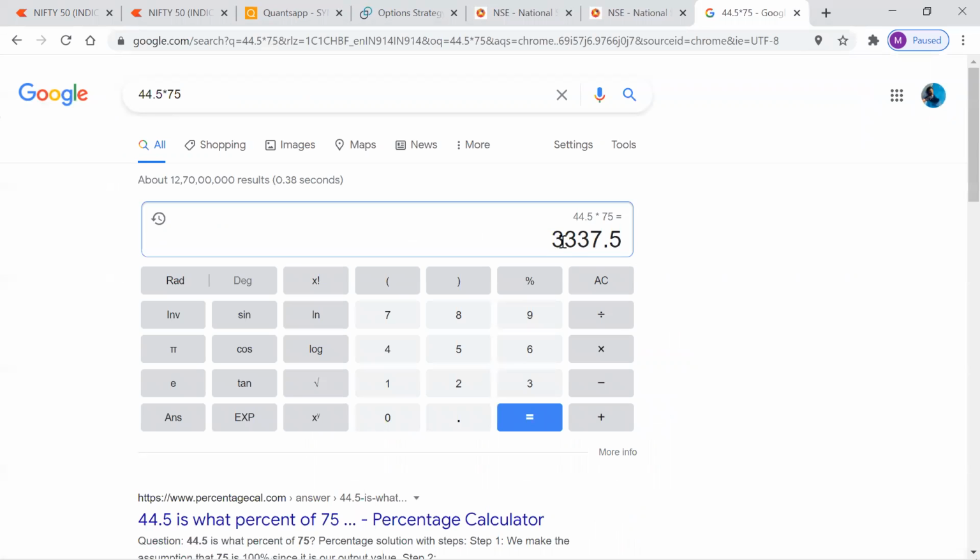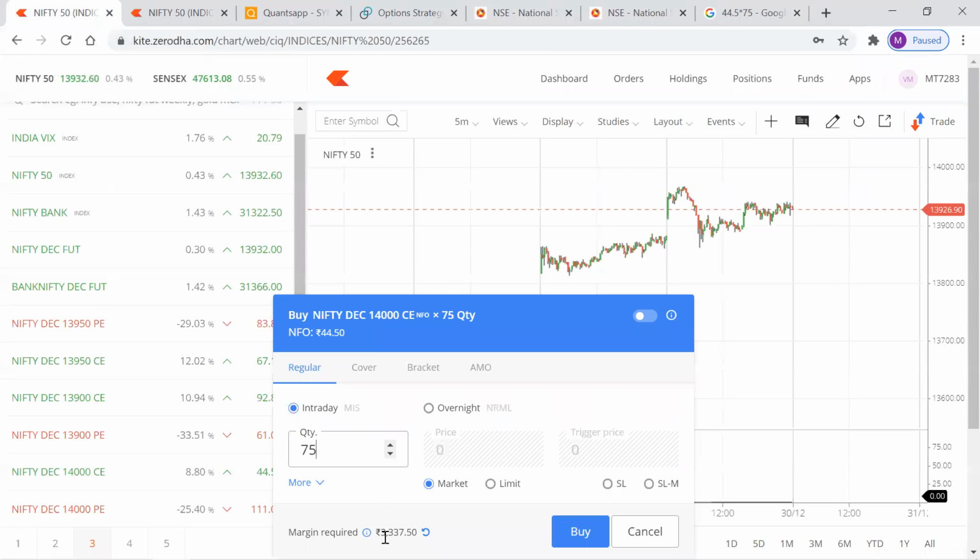It's nothing but 3,337.5 rupees you need to have to buy that call. It's showing the same here, 3,337.50. It's nothing but 44.50 into 75 quantities. If it's 150 quantities, you need to have 6,675 rupees. So it's like that.